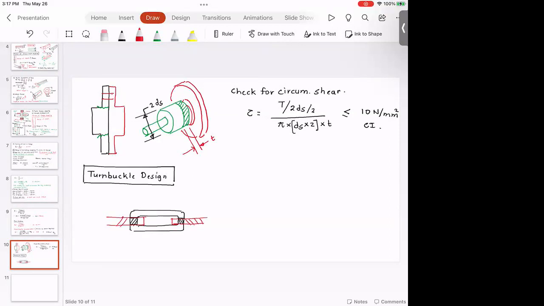So what would happen? If you rotate the turnbuckle clockwise, these two ends would come together, because one is a left hand side thread and the other one is the right hand side thread. If you rotate the turnbuckle in the opposite direction, those two ends will go apart.